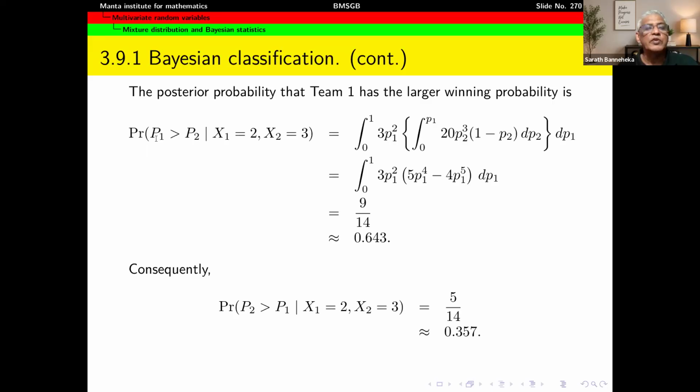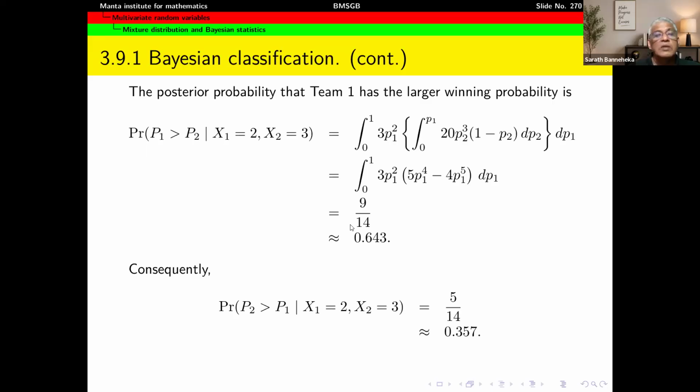So finally, we have found the probability that P1 is greater than P2 to be 0.64, right? Which is greater than 0.5, and therefore, according to this method, one would decide that team 1 is better than team 2. The probability that P1 is greater than P2 is larger here, greater than 0.5. And consequently, the other one will be smaller, the probability that P2 is less than P1.